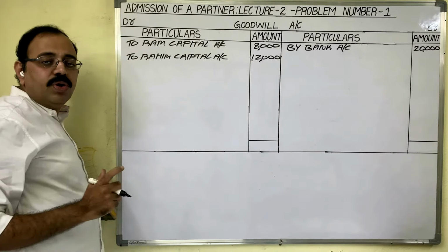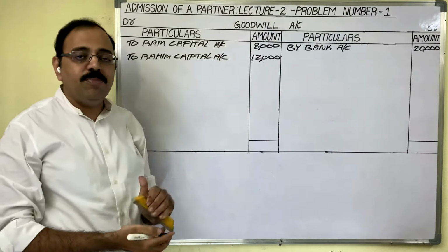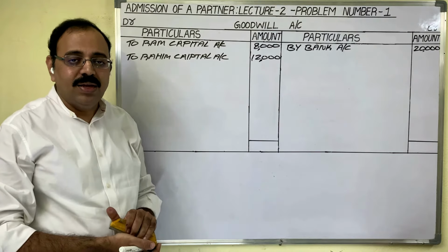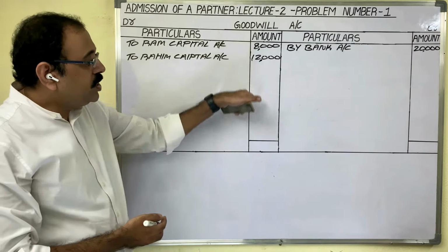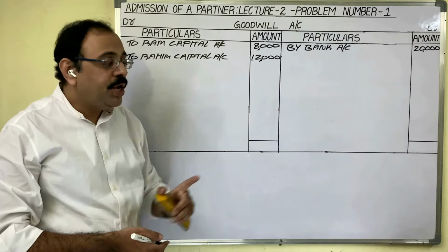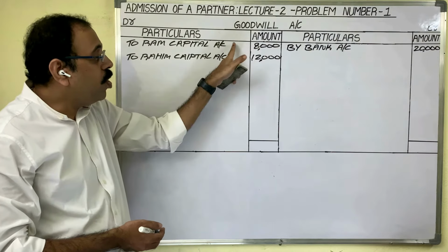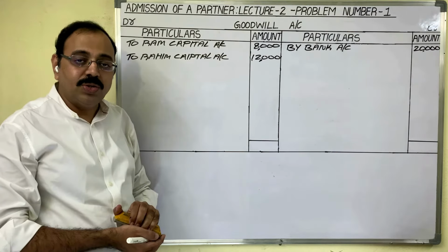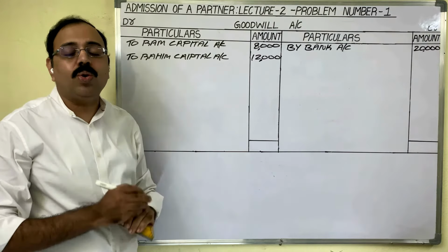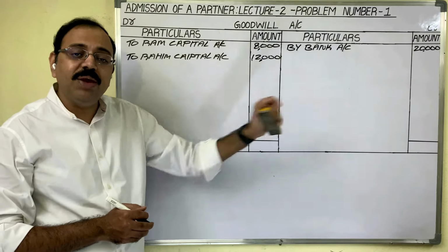So related to goodwill, there are two journal entries. The posting work for the two entries is completed. After posting, the next step is balancing. Observe the totals. On two sides we have the same totals. Why? Because the new partner brought the goodwill, and that goodwill we transfer to the old partners' capital accounts. So the goodwill account is closed. As the goodwill account is closed in this method, in the goodwill account the two sides will get the same totals.